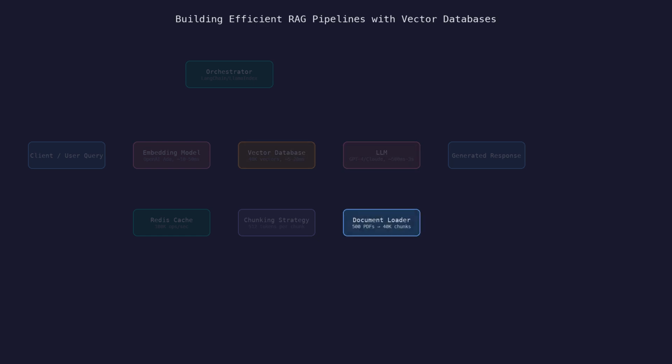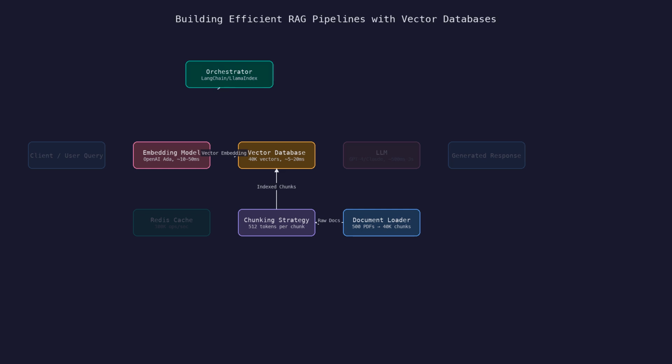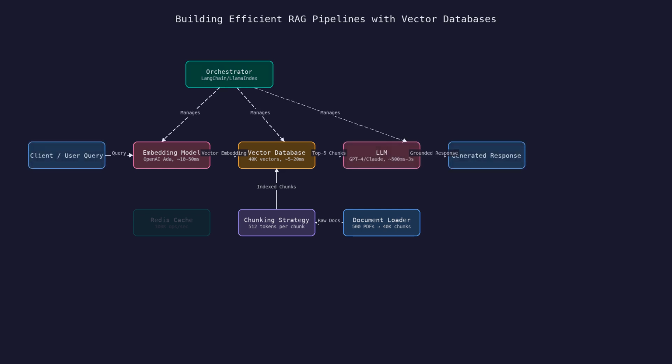How does RAG solve this? Step by step with our 500 PDFs. Step 1. Ingestion. The document loader reads all 500 PDFs. It extracts text, handles tables, OCRs scanned pages. 500 documents, 10,000 pages, all converted to raw text. Step 2. Chunking. The chunking strategy splits those 10,000 pages into roughly 40,000 chunks of 512 tokens each.